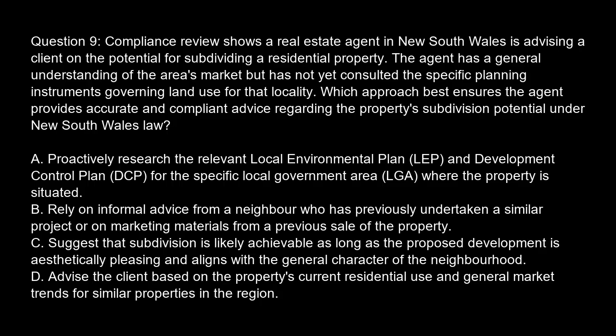Option B. Rely on informal advice from a neighbor who has previously undertaken a similar project or on marketing materials from a previous sale of the property. Option C. Suggests that subdivision is likely achievable as long as the proposed development is aesthetically pleasing and aligns with the general character of the neighborhood. Option D. Advise the client based on the property's current residential use and general market trends for similar properties in the region.